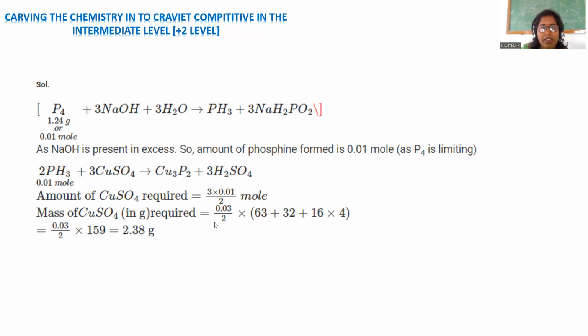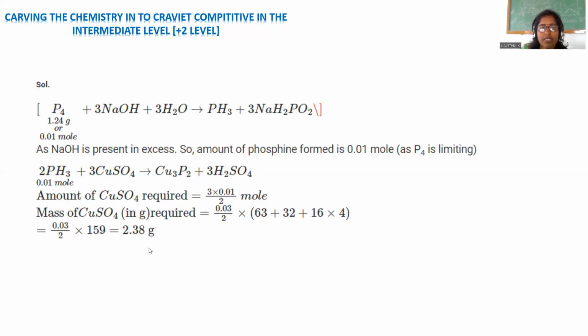Then the mass of copper sulfate required is 3 into 0.01, which is 0.03, divided by 2, multiplied by the molecular weight of copper sulfate. Within the problem itself, they mentioned all the atomic weights. Take the sum of all the atomic weights and you will get the molecular weight of copper sulfate. It will be 159. So 0.03 over 2 multiplied by 159, and the correct answer will be 2.38 grams.